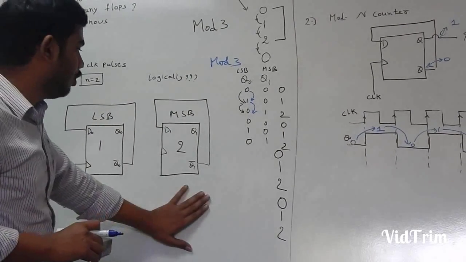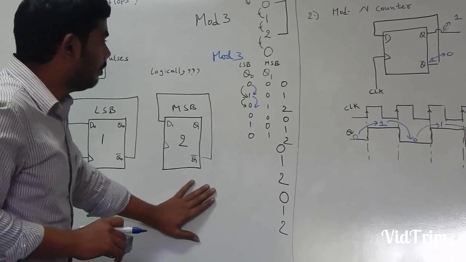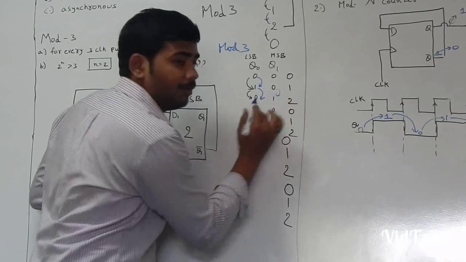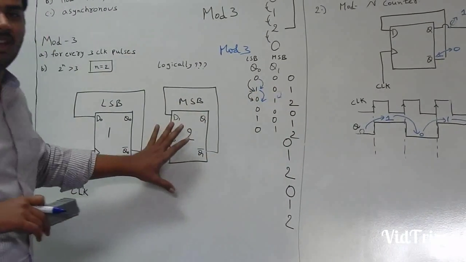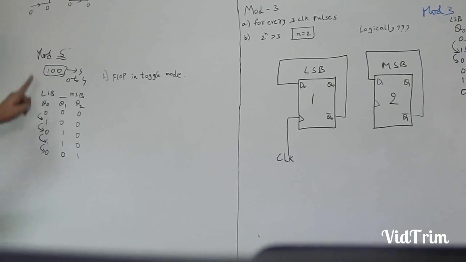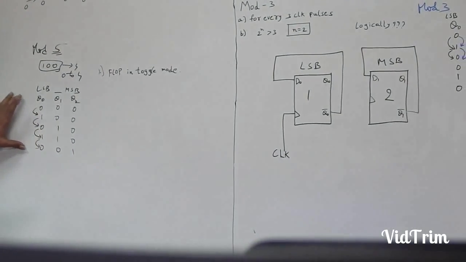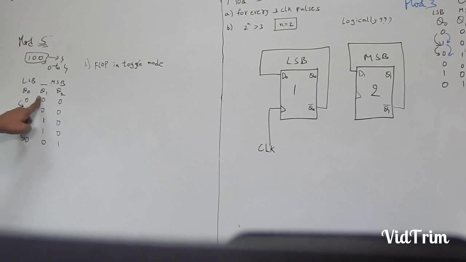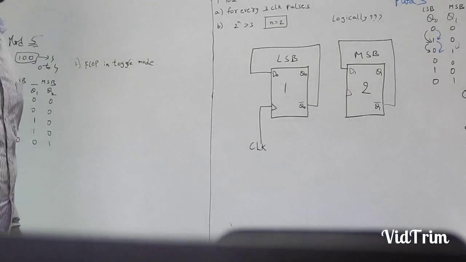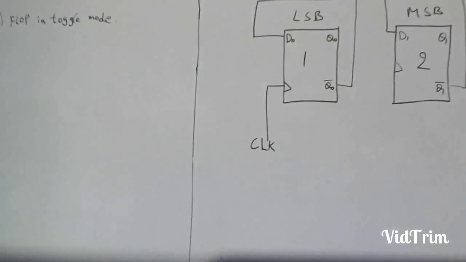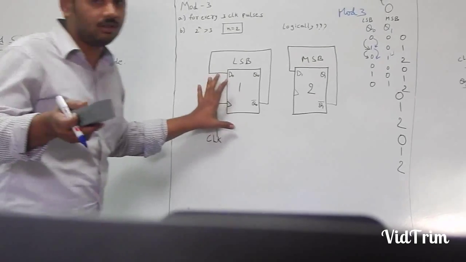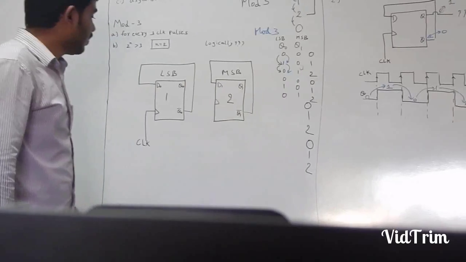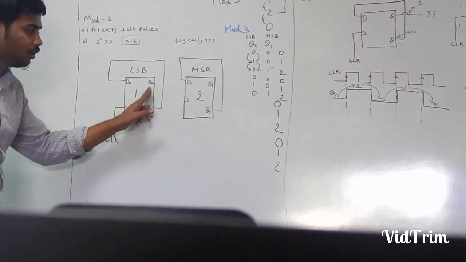So now the second flop also toggles somehow. We should come to the conclusion that in mod 5 also it is toggling somehow, but based on this action only. So by this we should come to the conclusion that all flops should be in toggle mode, but they should not continuously toggle. In the sense, this flop should be continuously toggled, but this flop, based on this output only, it should toggle.